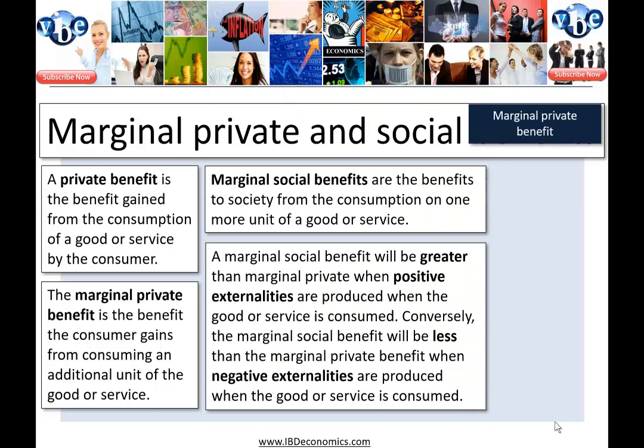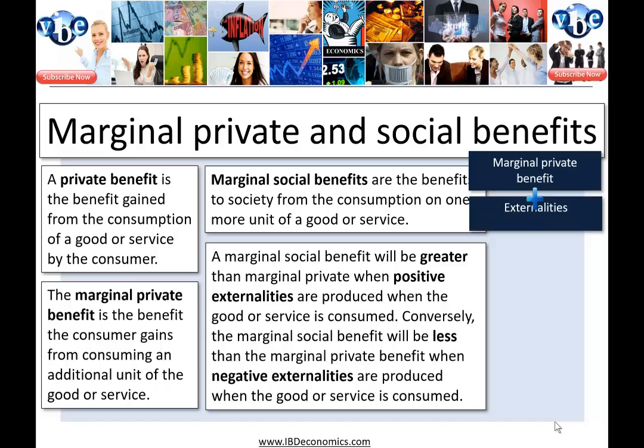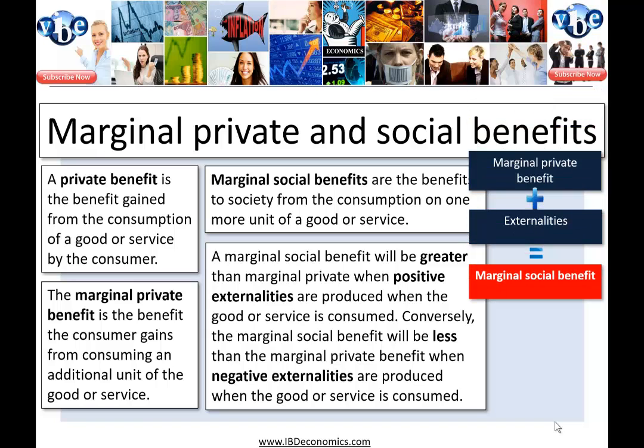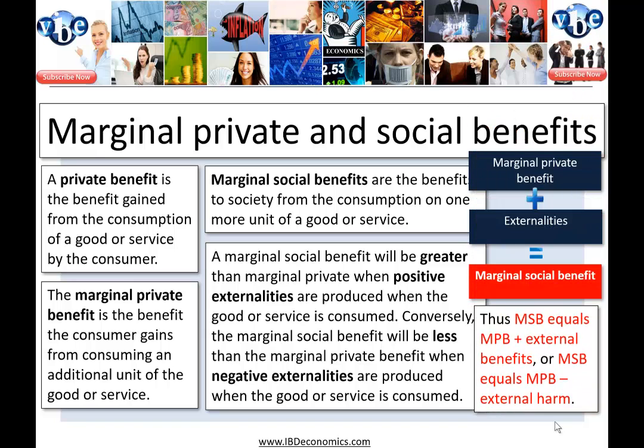Marginal social benefits are the benefits to society from the consumption of one or more units of a good or service. A marginal social benefit is going to be greater than the marginal private benefit when positive externalities are produced when the good or service is consumed. On the other side, the marginal social benefit is going to be less than the marginal private benefit when negative externalities are produced when the good or service is consumed.